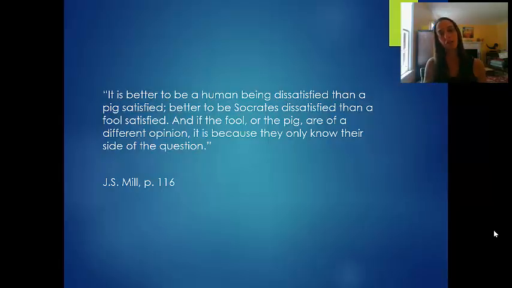You may feel good if you're the ignorant person, right? The pig or the fool feel satisfied because they don't know any better. But the human being compared to the pig, or Socrates compared to the fool, they know they've got the better deal. And no human being, he says, would consent to be turned into an animal in order to live that life of blissful ignorance. We know that we would have to give too much up.